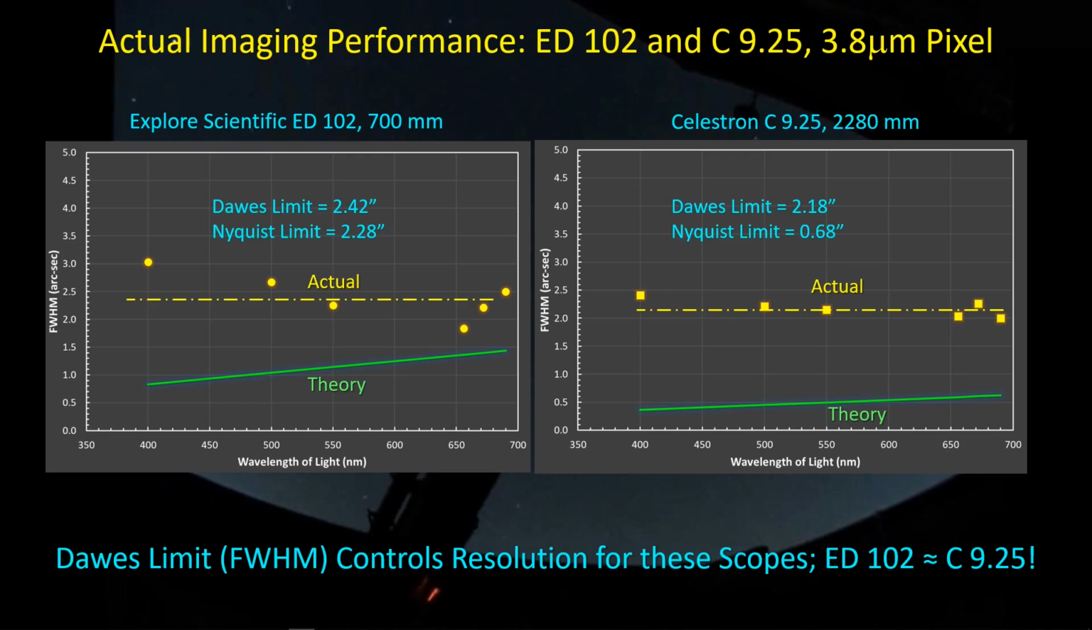One of the most surprising things that comes out of this study is that my actual imaging performance in terms of full width at half maximum, Dawes limit, is actually about the same for these two telescopes. My ED102 is performing about as well as my C925. I'm giving up a lot of resolution performance out of my C925 because of guiding and seeing effects. How can we actually improve the performance of these scopes that I have?